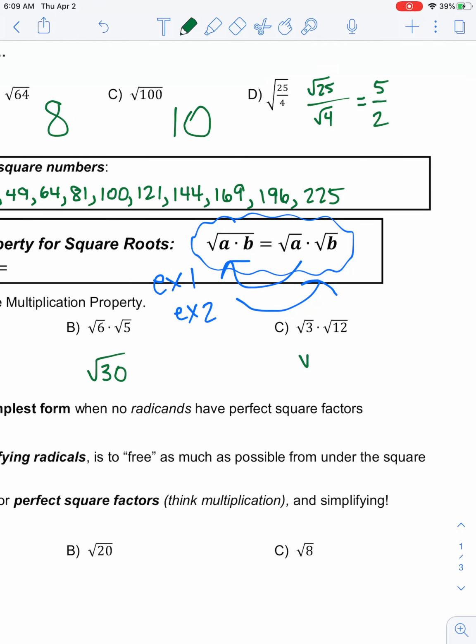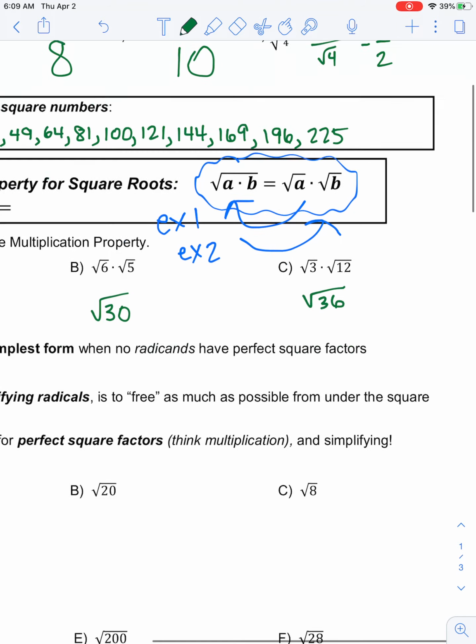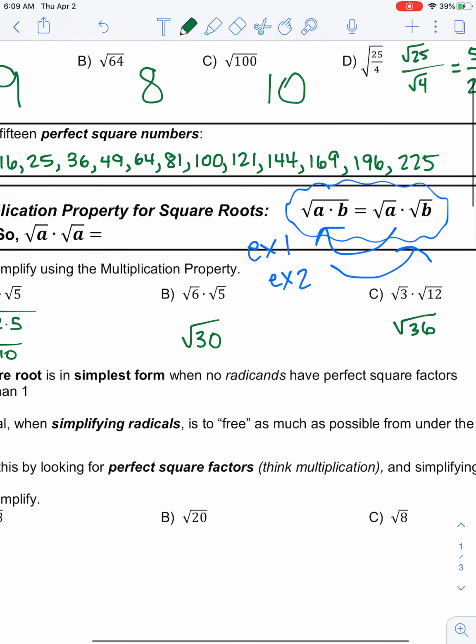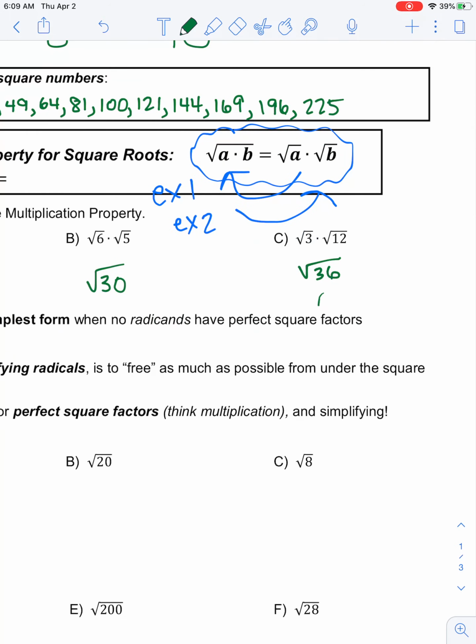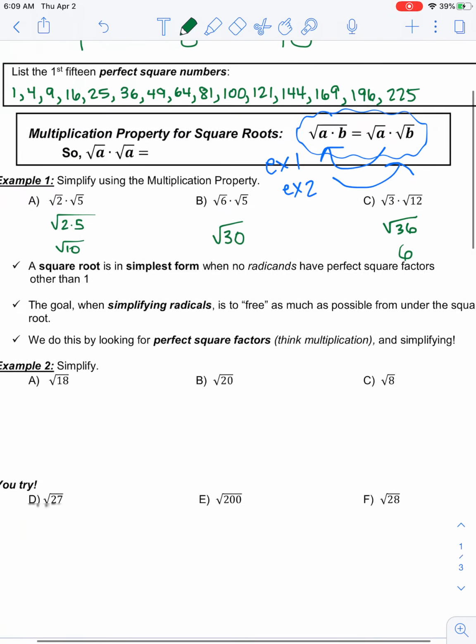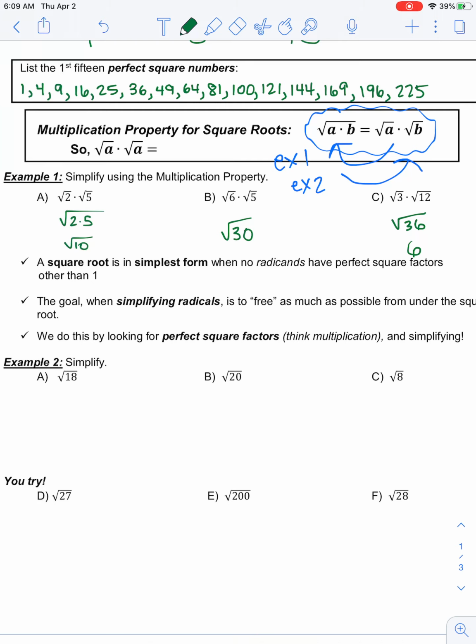Now in part C, when I multiply 3 and 12 together, under the radical I have 36. And since 36 is up here on our list of perfect square numbers, we know the square root of 36 is equal to 6. So if it can be simplified, make sure you simplify that. And that's what our next section is about, simplifying radicals.